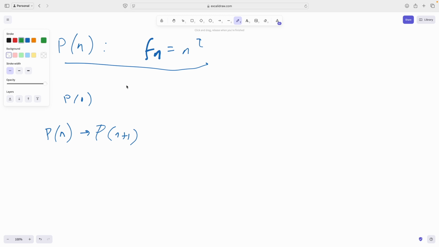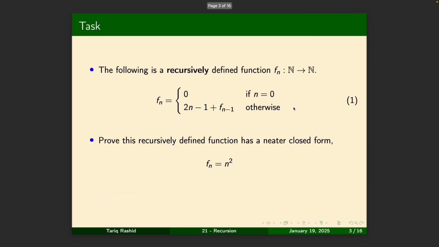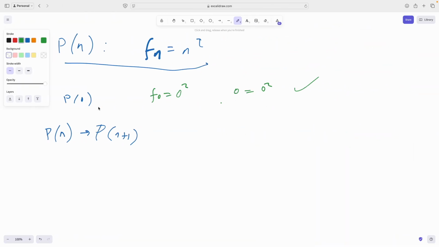So P naught is the proposition for naught, which is that F naught equals naught squared. Is that true or false? Well, we know that F naught is defined by definition as 0, so 0 equals naught squared, which is true. Why is it naught? Let's go back to our definition. If n is naught, then F naught is naught, so it's by definition. And for the inductive step, to prove A implies B, we assume A and derive B. That's how you prove an implication.